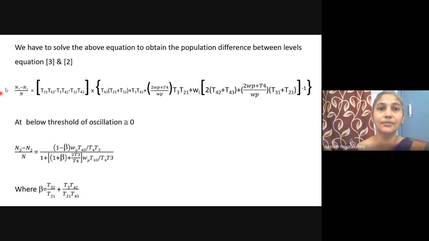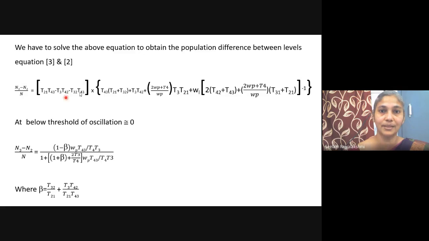Now we have to solve the above equations to obtain the population difference between levels 3 and 2. Here we need only the population difference between levels 3 and 2, because we can obtain the laser beam with these two levels only, from the 3 to 2 transition. That means by solving the above equations, we will obtain (N3 minus N2) by N, the population difference between level 3 and level 2, which will give the laser action.